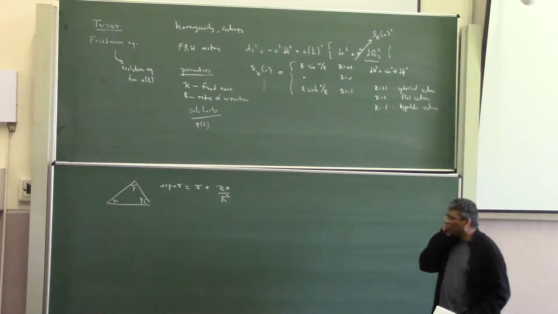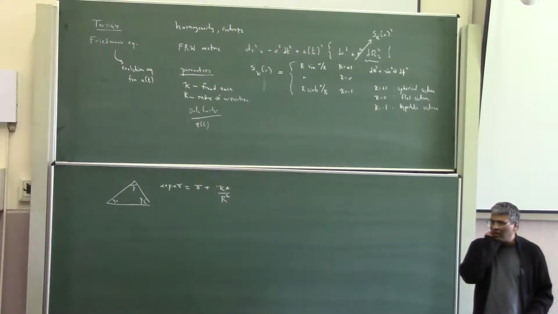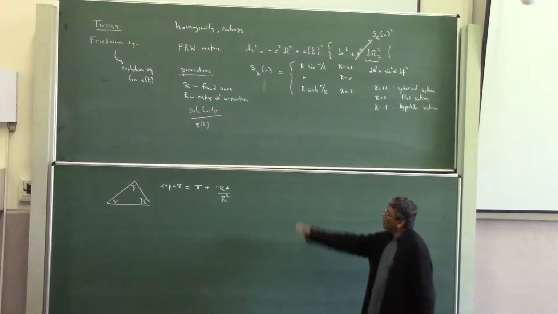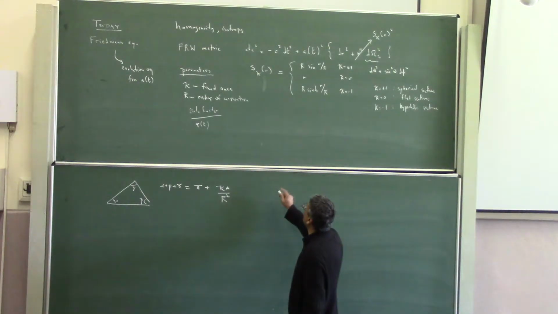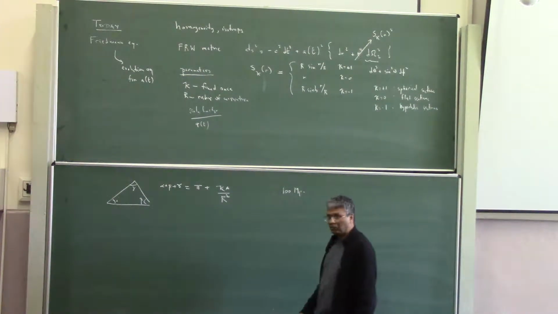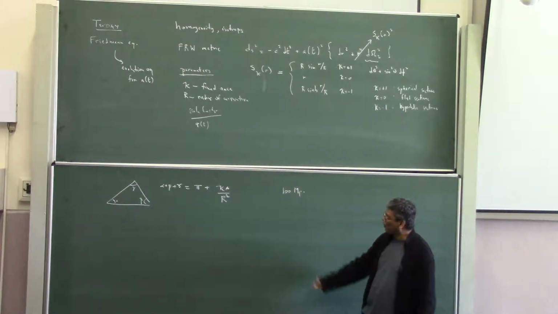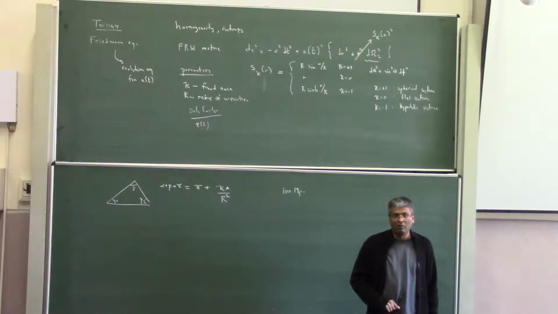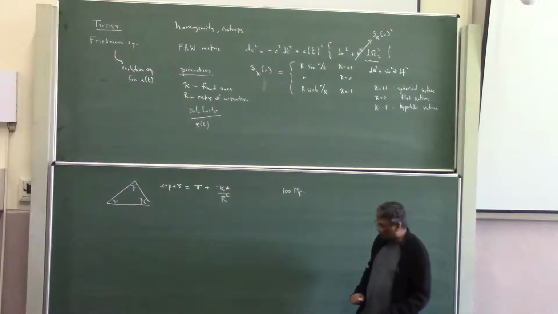The problem is that we can't directly measure more than one angle in a triangle, because these assumptions tell us that homogeneity and isotropy apply on scales bigger than 100 megaparsecs. If we somehow could build a triangle with side lengths bigger than 100 megaparsecs, we'd be done. We'd figure out what kappa and r are. But unfortunately, that's not the case.